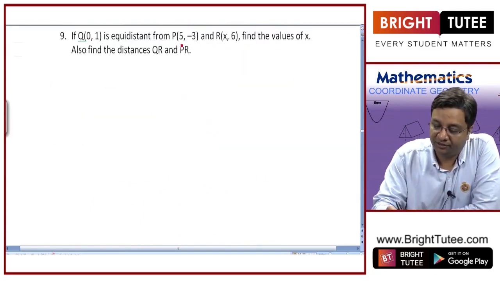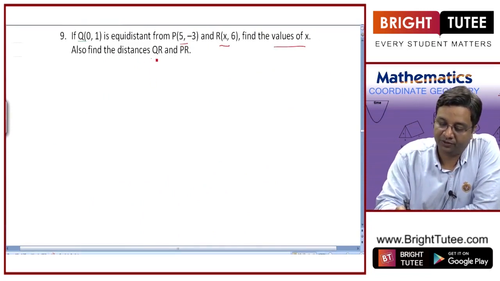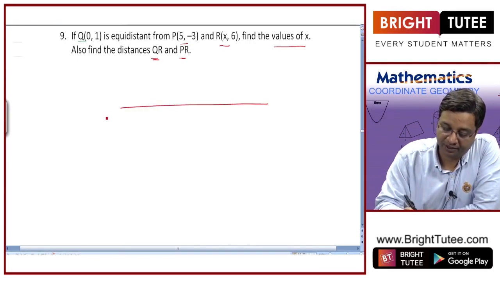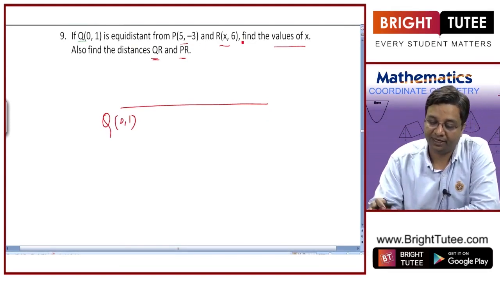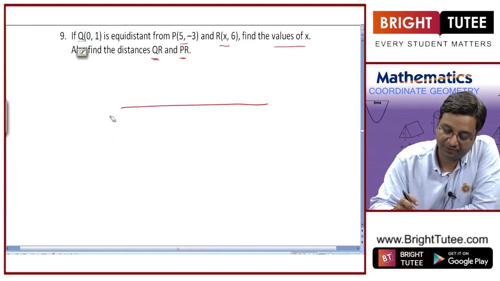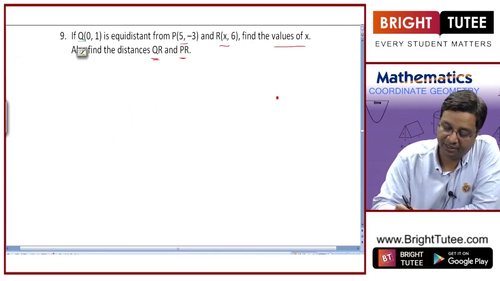If Q is equidistant from these two, find values of x and also find distances these. Let's say this point is Q, 0 comma 1. It is equidistant from P and R. So let's take P and R first.